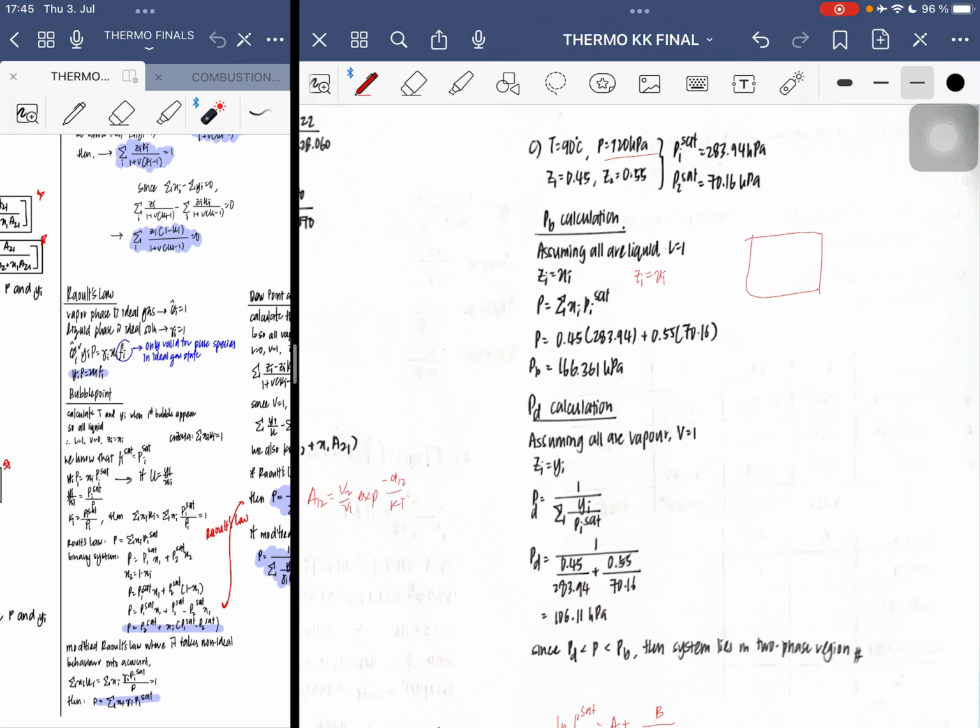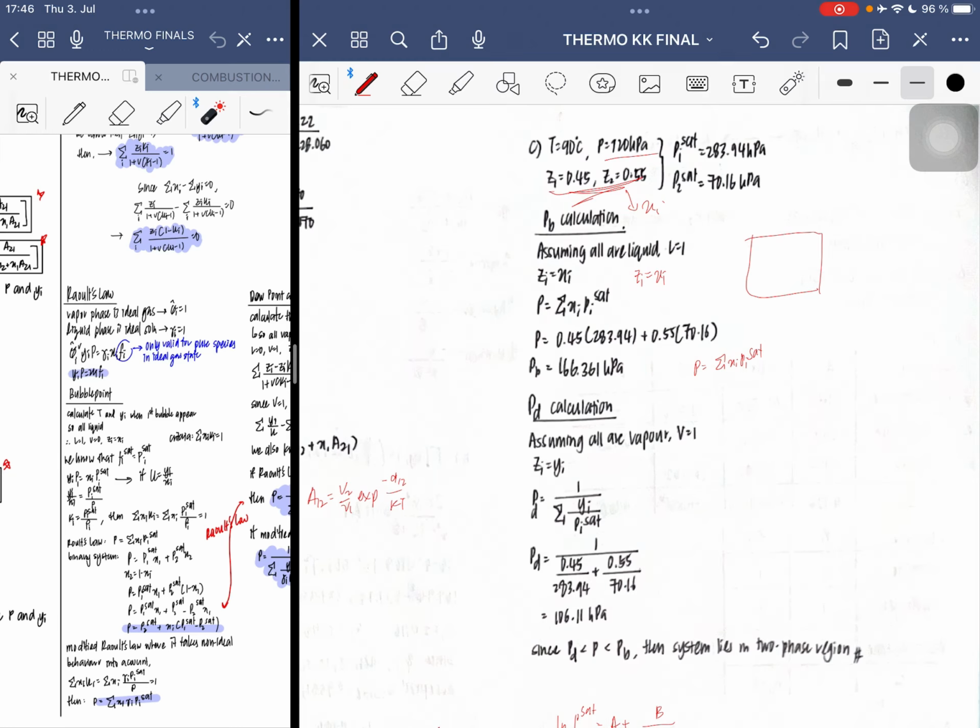And we also know that from Raoult's law, P equals the summation of Xi Pi sat. Since we assume Zi as Xi, just find the summation, which is 0.45 times the vapor pressure for the first species plus the second term, and you get the bubble point pressure.